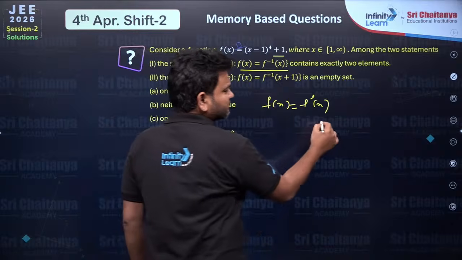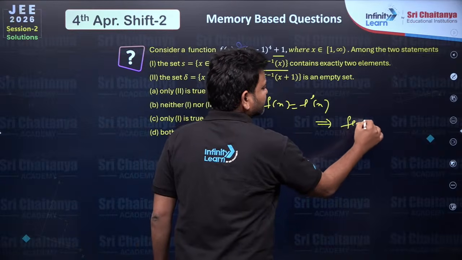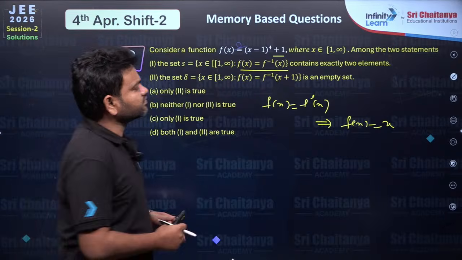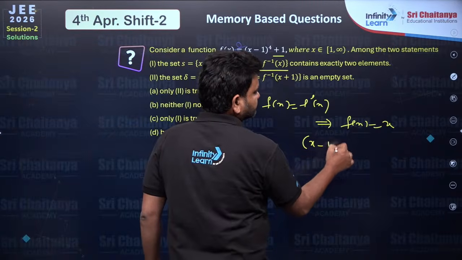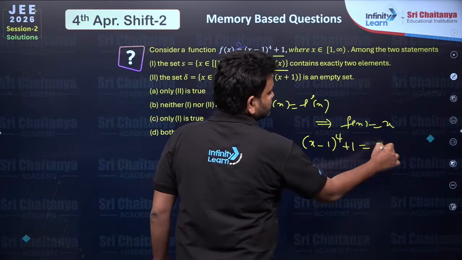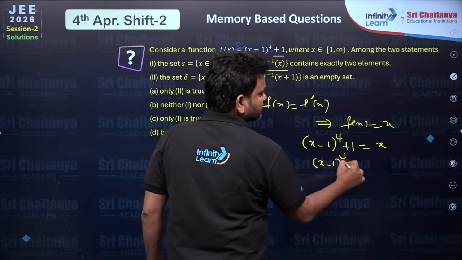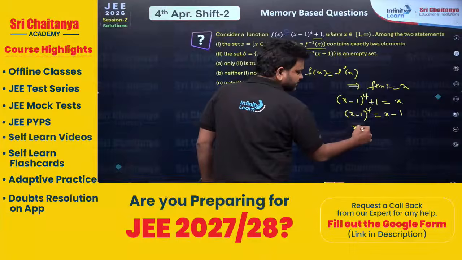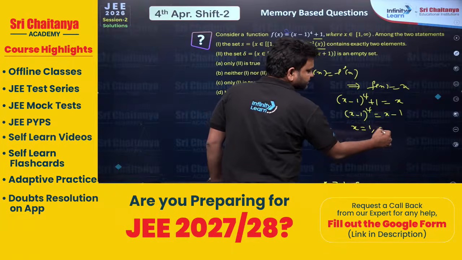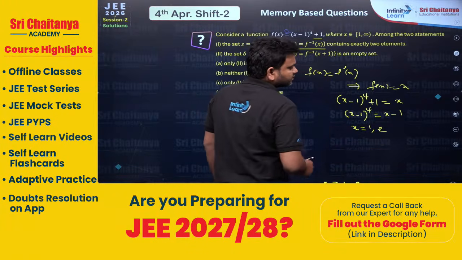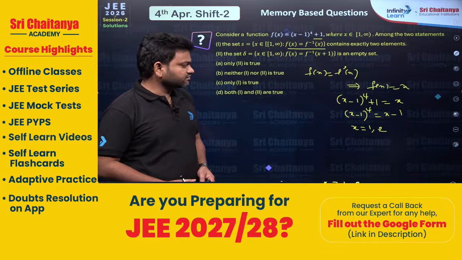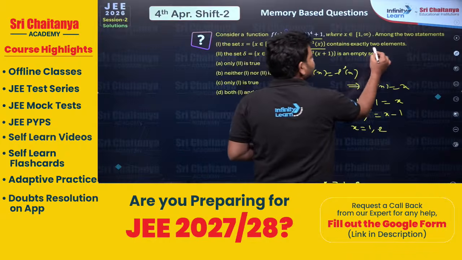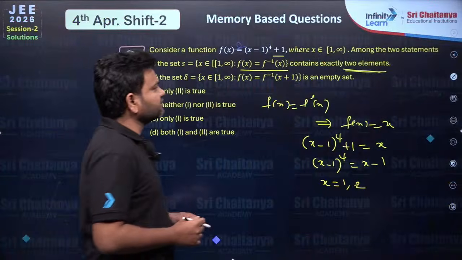So in these cases, it will be equal if and only if f of x is equal to x at this point. So we can take (x minus 1) power 4 plus 1 is equal to x. So (x minus 1) power 4 will be equal to x minus 1. Now if you observe this, this will be satisfied when x is equal to 1 and x is equal to 2. So there are 2 points where these are going to intersect, one is 1 and 2. So I have 2 points here, and they mentioned exactly 2 elements. So 2 points. Statement 1 is correct.